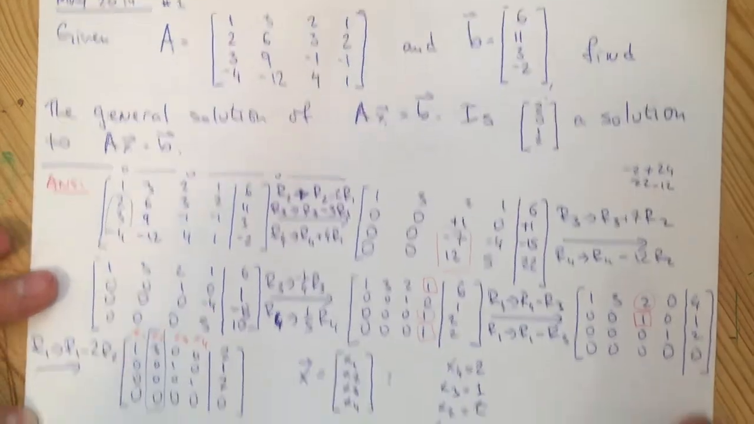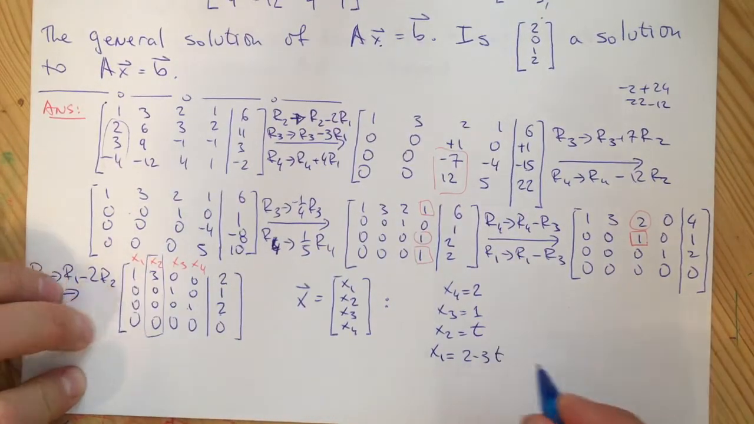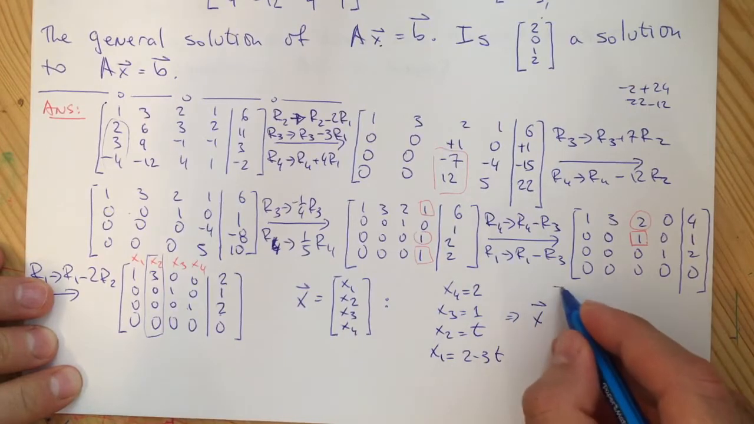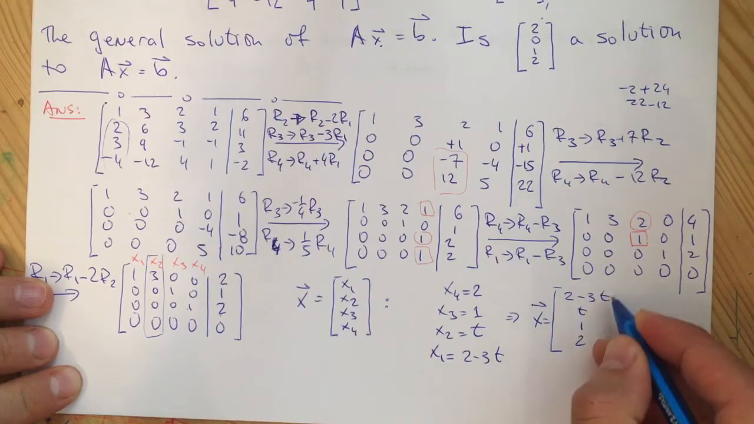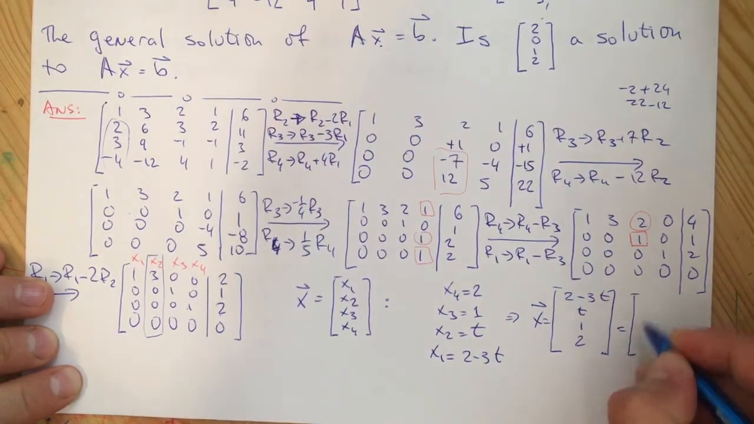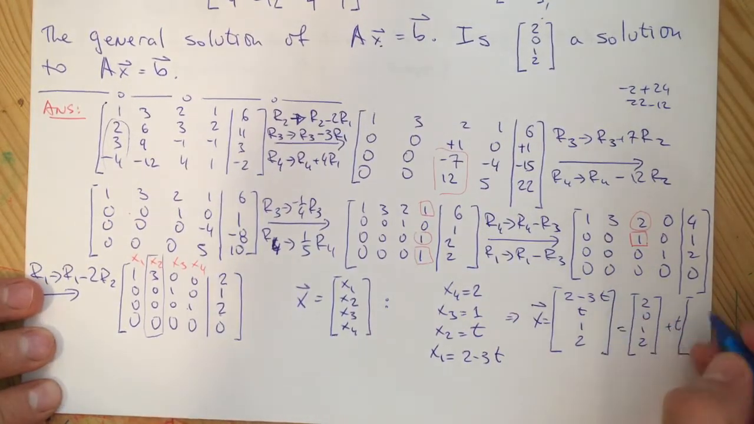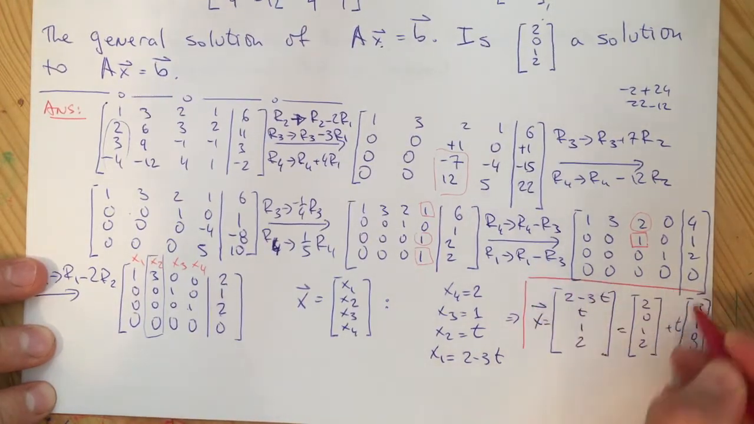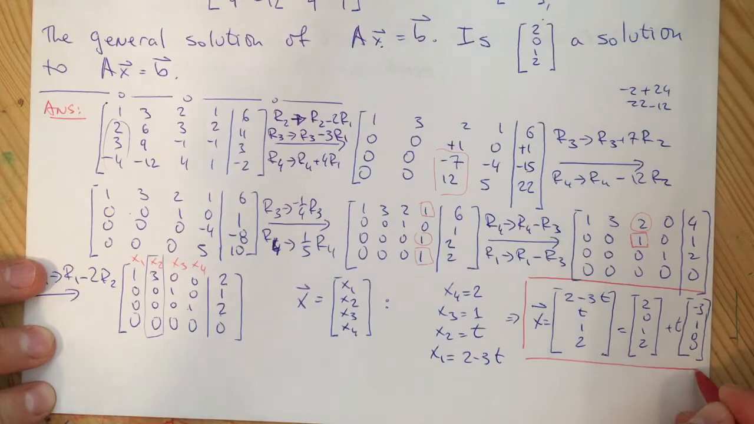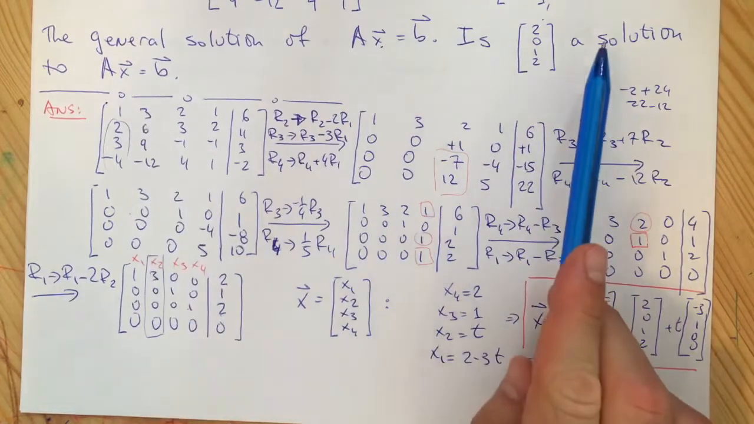So x1 is equal to 2 minus 3x2, which is t. And from here, the vector x is 2 minus 3t, t, 1, and 2, or that can be expressed as 2 0 1 2 plus t, negative 3 1 0 0. So this is the general solution of this equation.